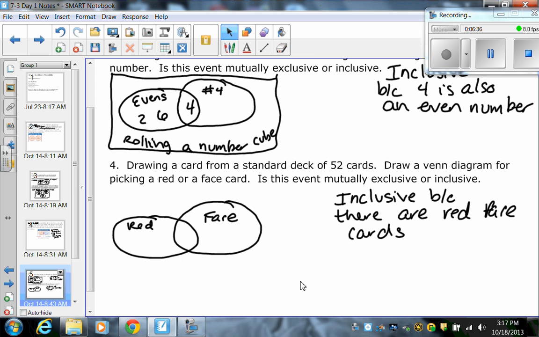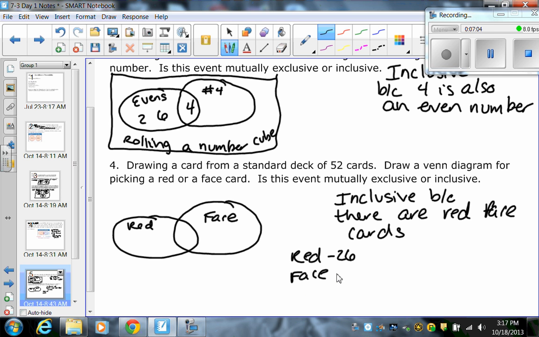Now, before I actually put my numbers in this, I'm going to think to myself, I know that a standard deck of cards is only 2 colors, red and black. So half the stack is red and half the stack is black. So 52 divided by 2 is 26. So there are 26 red cards. Face cards, there's 3 face per suit, but 4 suits. So 3 times 4 is 12. So there are 12 face cards.